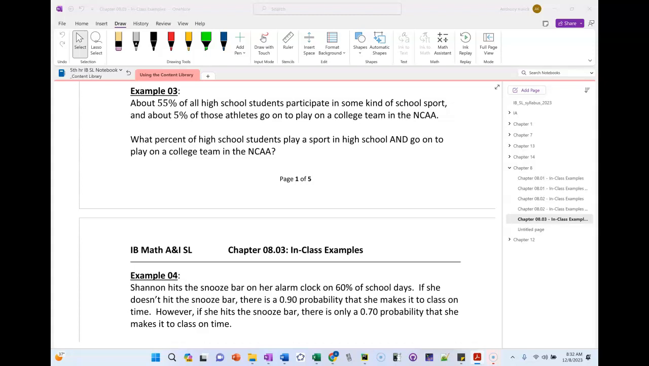What's the probability you're a high school athlete? 0.55, right? 55%. What's the probability you're a collegiate athlete given that you're a high school athlete? 5%, 0.05. So I'm just going to do 0.55 times 0.05. And I get 0.0275, I think, or something. Does that make sense?